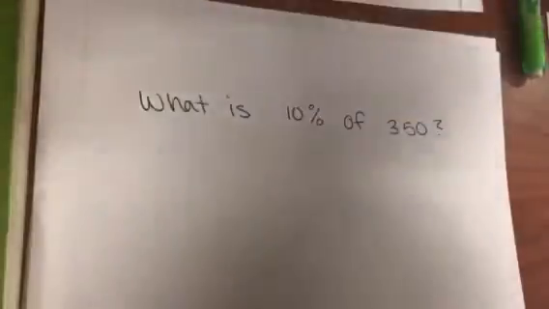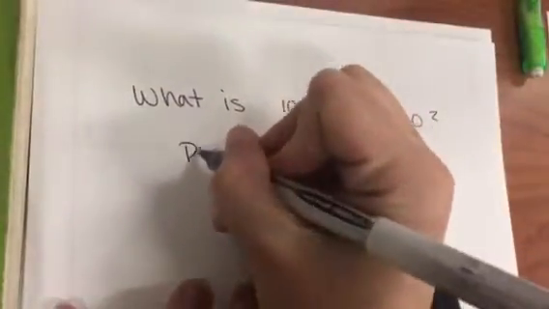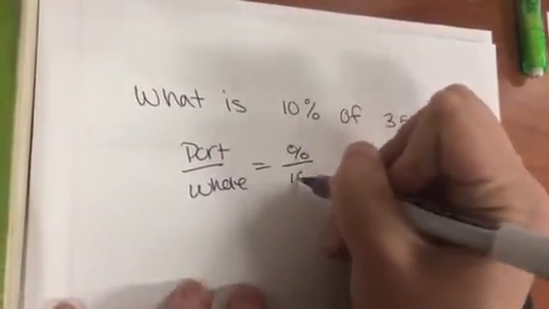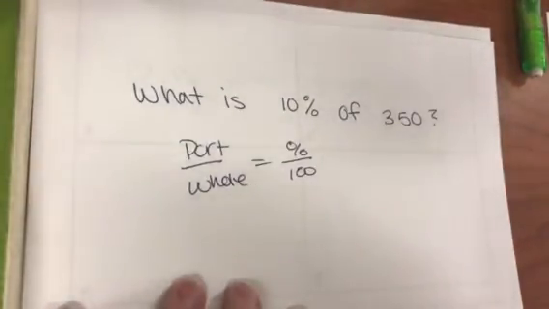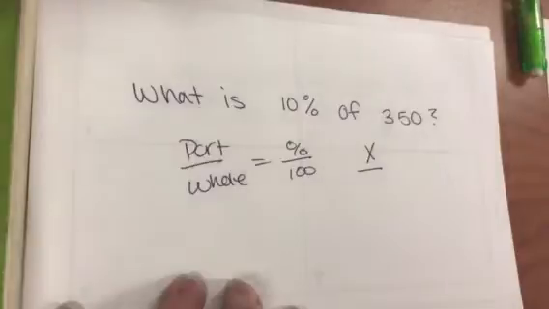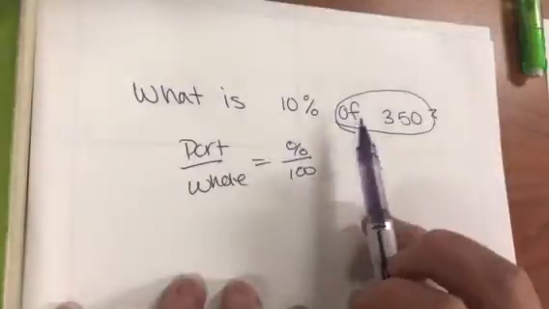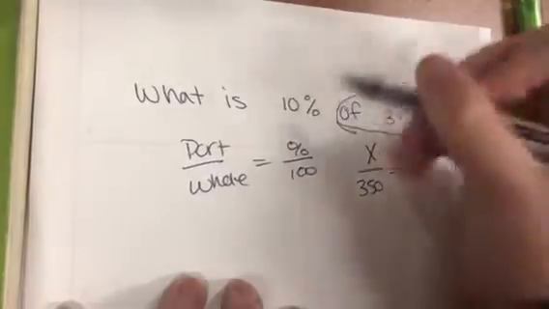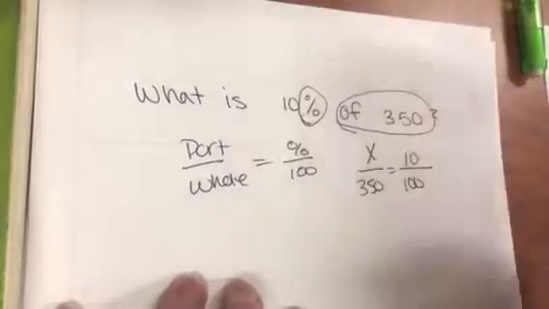This is everything, guys. What is 10% of 350? So we're going to look at this and we're going to do our part over whole equals percent over 100. So what is my part? We're looking for the part, so I don't know the part. What is my whole? 350. What's my percent? 10. Anytime you see a number with this percent sign on it, it goes above 100, no matter what, if it's got that percent sign attached to it.